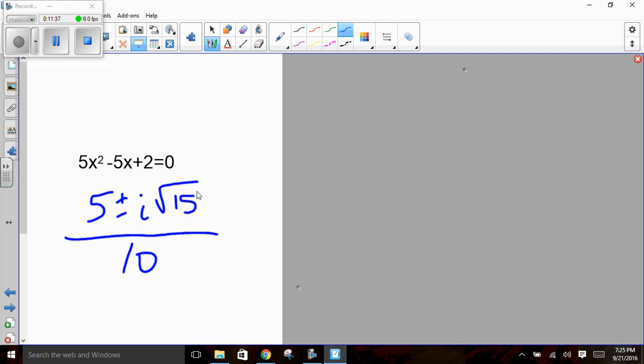I do not get to reduce the 15 because it is under that square root. I can only reduce whatever whole numbers I have. Since there is no number out front there besides 1, I cannot reduce that fraction down anymore. So it stays as 5 plus or minus i square root 15 all divided by 10.